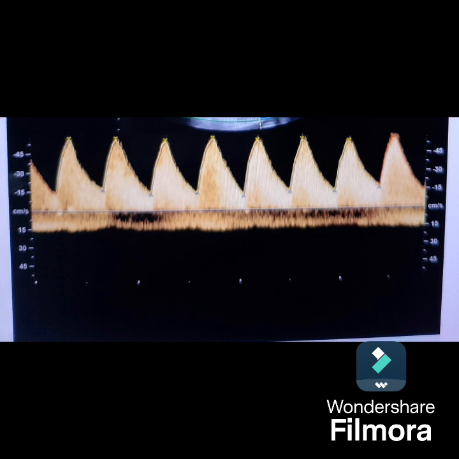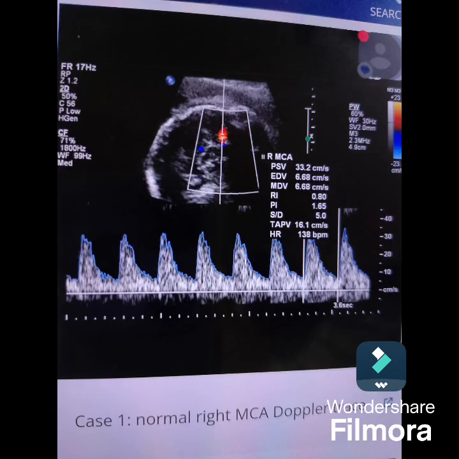Now comes when there is absence of end diastolic flow or reverse end diastolic flow. Here you continuously monitor with Doppler every 3 to 4 days and decide. Suppose end diastolic flow is absent or reversed, then the pregnancy has to be terminated by 32 weeks after giving steroids. By 32 weeks it has to be delivered if end diastolic flow is absent or reversed.